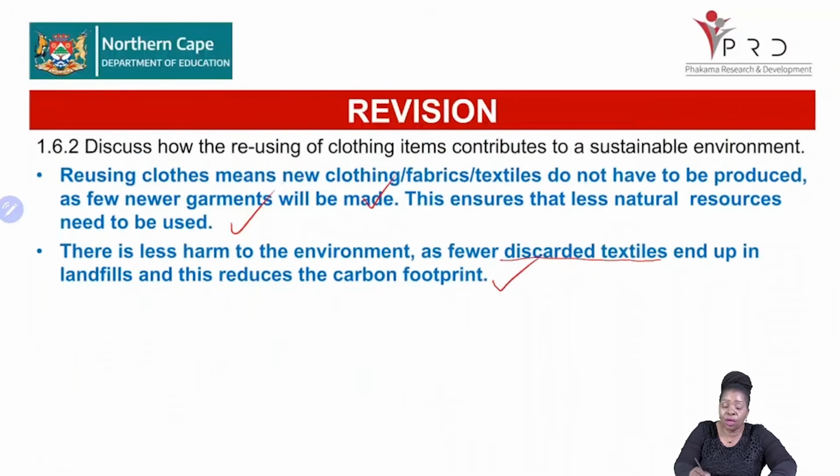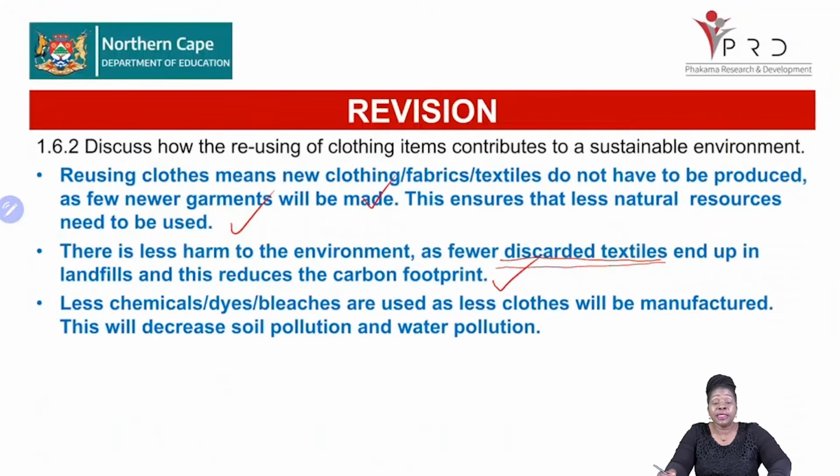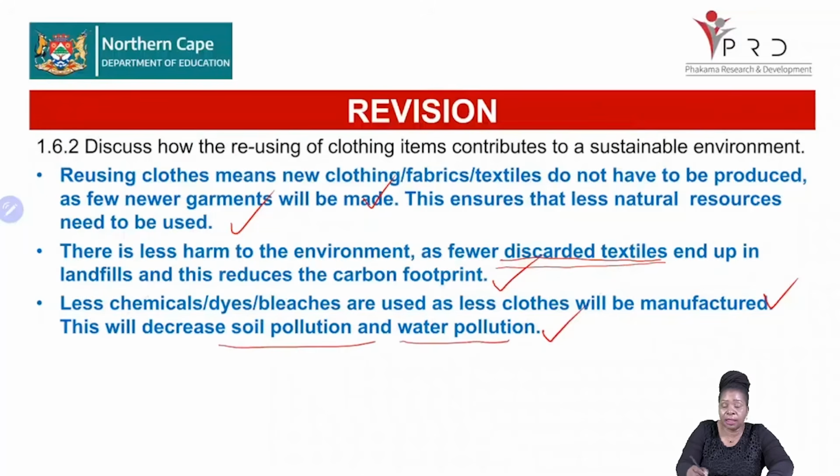So meaning we cannot throw away textiles. What do we do? We reuse them. And then fewer chemicals, dyes, and bleaches are used, as fewer clothes will be manufactured. And this will decrease soil pollution as well as water pollution. So the chemicals, the dyes, and the bleaches that are used on growing the cotton fibers will be less. They are the ones that pollute the soil and the water.